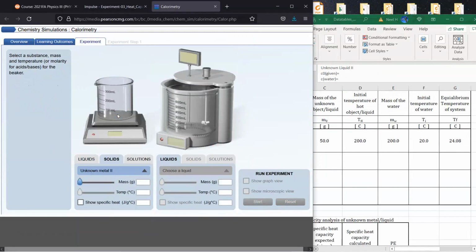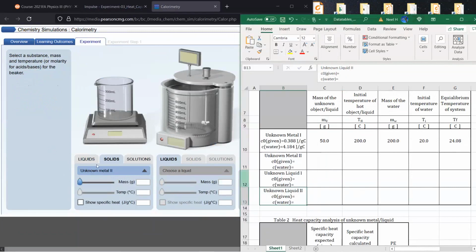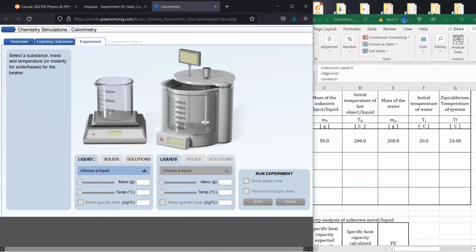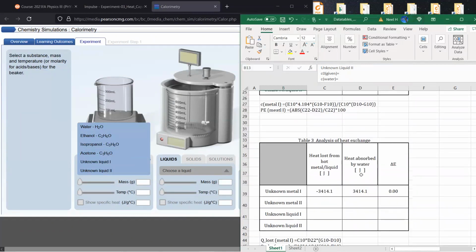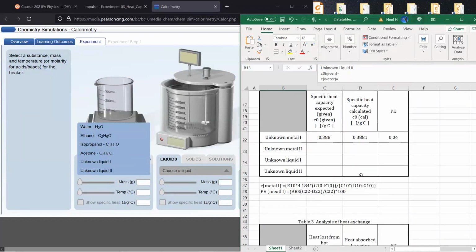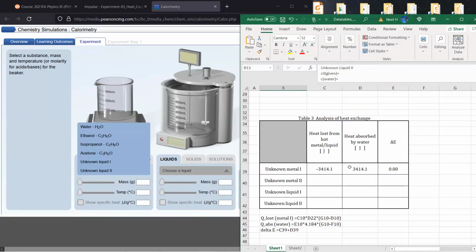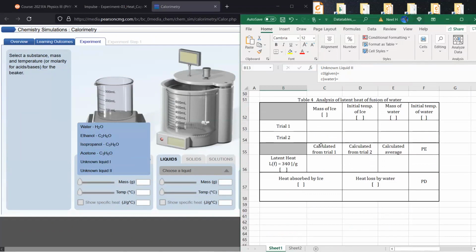Do all the calculations in tables 2 and 3 for that metal too. And then we have unknown liquid also here. If you go into liquid, you can pick unknown liquid 1 or unknown liquid 2. You can do that also. Same process, there's no difference at all. The calculation is also very similar. You have to complete all of those. Then after that we will take a look at the latent heat part.